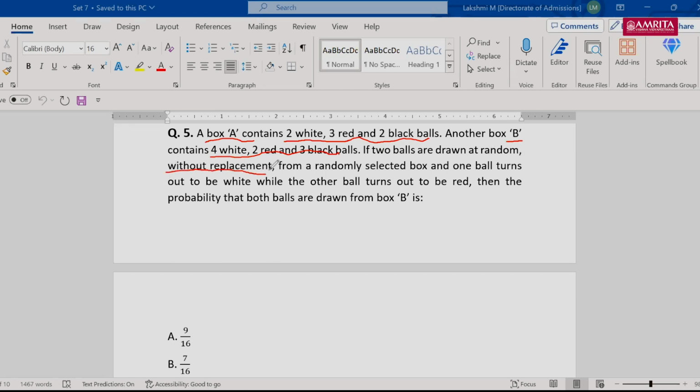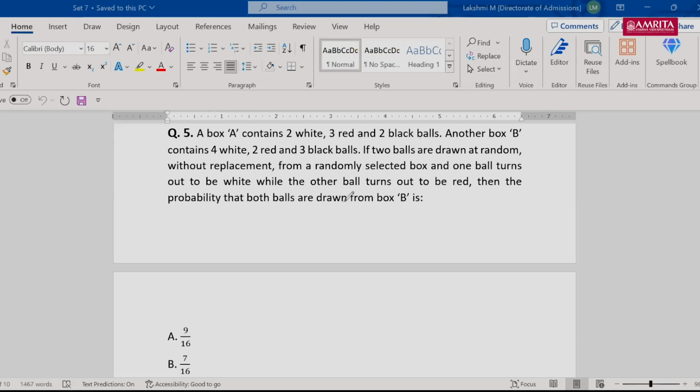If 2 balls are drawn at random without replacement from a randomly selected box, it could be box A or box B. One ball turns out to be white and the other ball turns out to be red. You have to find the probability that both the balls are drawn from box B. It's the same type of question that we have done earlier with box 1 and box 2. So I want all of you to look into it: 2 white, 3 red and 2 black balls for box A, and 4 white, 2 red and 3 black balls for box B.